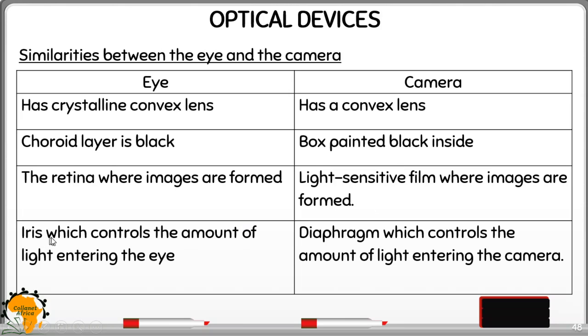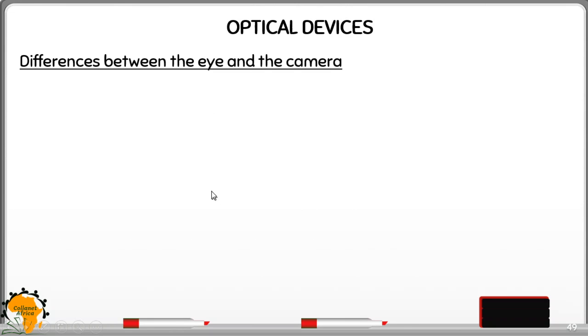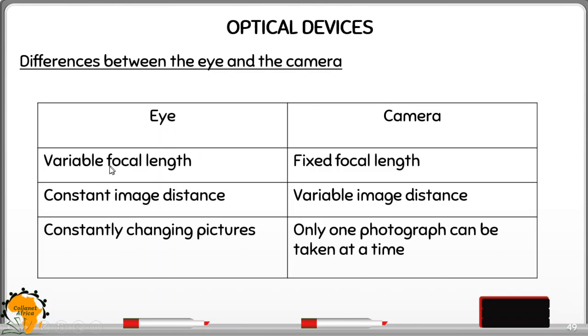Then we have the iris, which controls the amount of light entering the eye, whereas in the camera we have the diaphragm, which controls the amount entering the camera. We look at differences. In the differences, we have that the eye has a variable focal length. Remember, we have seen that the ciliary muscles are able to contract and relax. That way they are able to change the focal length. But in the camera, the focal length is fixed.